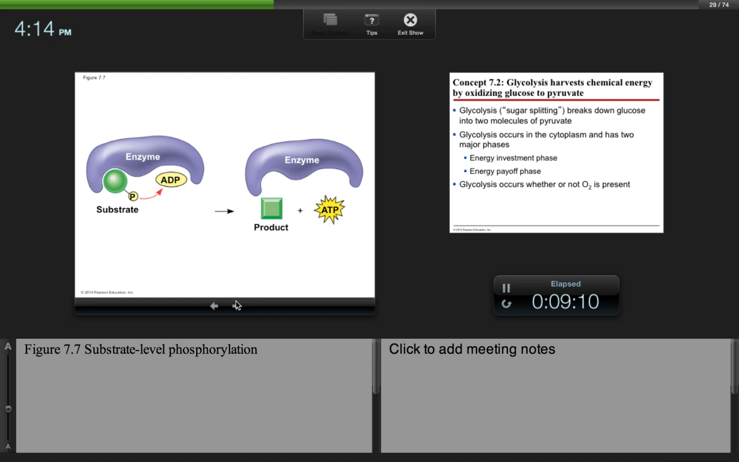So this is substrate-level phosphorylation. We have a substrate with a phosphate attached, and that substrate will give up its phosphate and add it to adenosine diphosphate, creating ATP. And there's an enzyme that catalyzes this process.